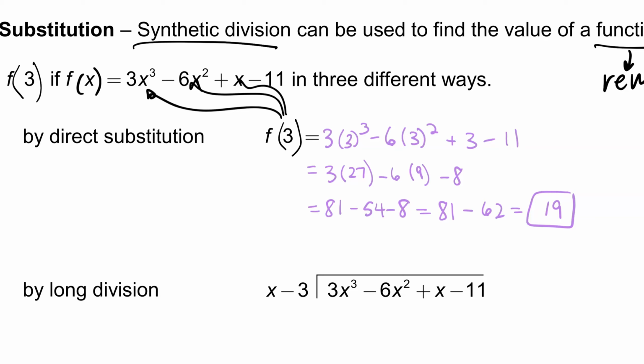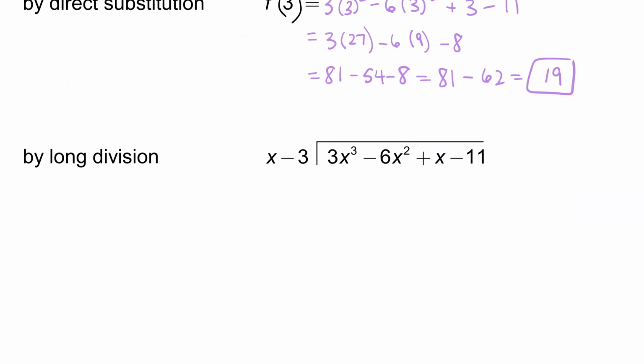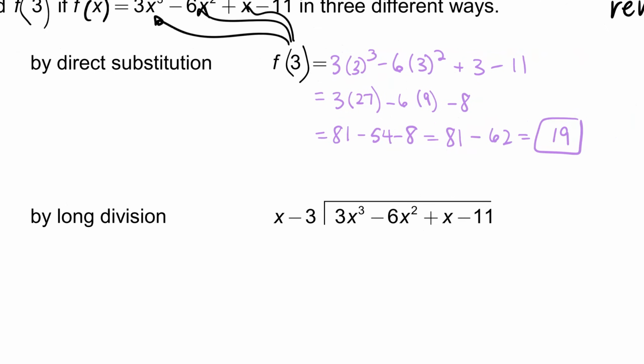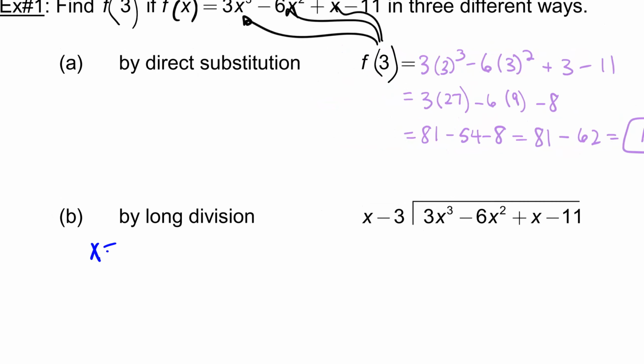So I told you when you divide, the remainder will be the value of the function, aka the y value. When you divide, the remainder will be the y value for the x we're interested in. So this next one, if I'm wanting to find f of 3, f of 3 means when x equals 3, what is y? We're finding the y value when x equals 3.